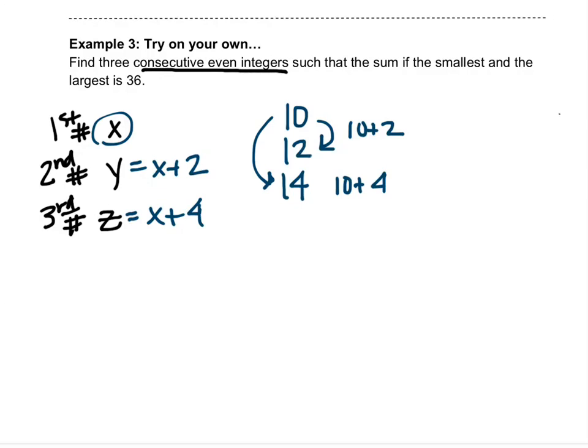Go ahead and pause the video at this time and try this on your own. Again, we're working with the sum of the smallest and the largest is 36. So we're going to be adding the smallest, which is x, and the largest, which is z.